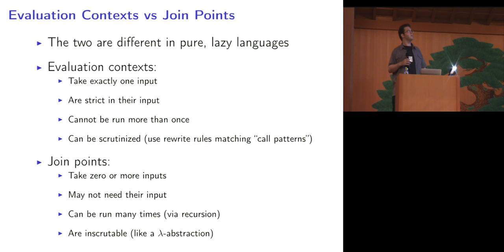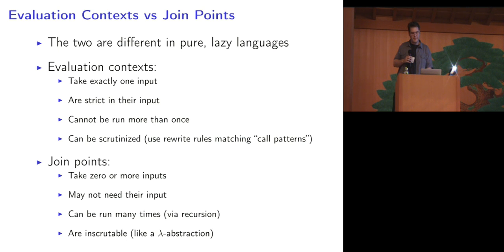So that's super important. And as I mentioned before, when you look at these two things in a lazy functional language, they're actually really different from one another. Trying to merge them into the same thing doesn't necessarily give you all the features that you want. As an example, evaluation contexts take exactly one input and are strict in that input, but join points aren't. They may be parameterized over several different varying inputs, and they may not need them. They're not necessarily strict. So these are pretty fundamental differences.